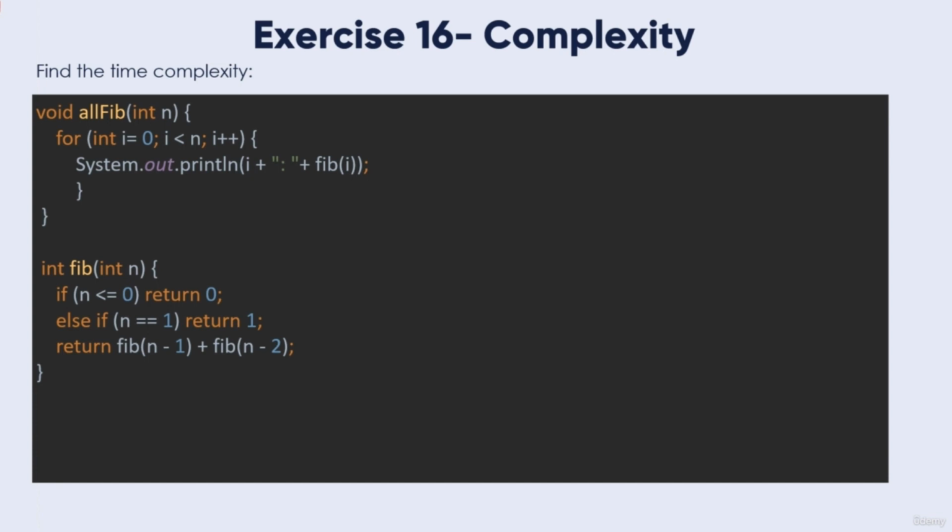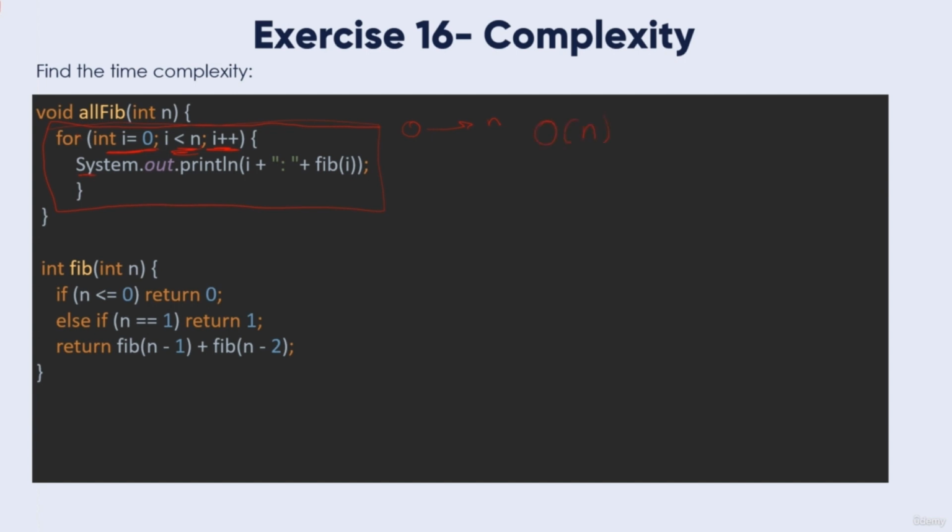If we start with void allFib, we have a loop, and as I told you and as we have solved before, when you see a loop, look at the initial condition, the stopping condition, and the way of increment. The way of increment is plus plus, this means that we are going to go through all the elements from 0 to n. So we are going to execute this statement n times. So from 0 to n, with increment plus plus, it is O of n.